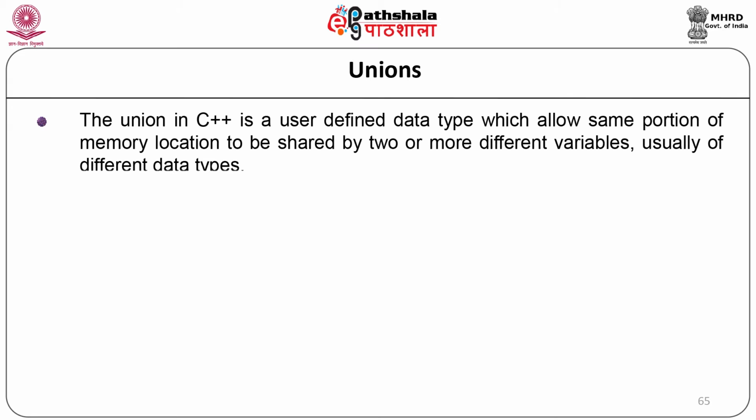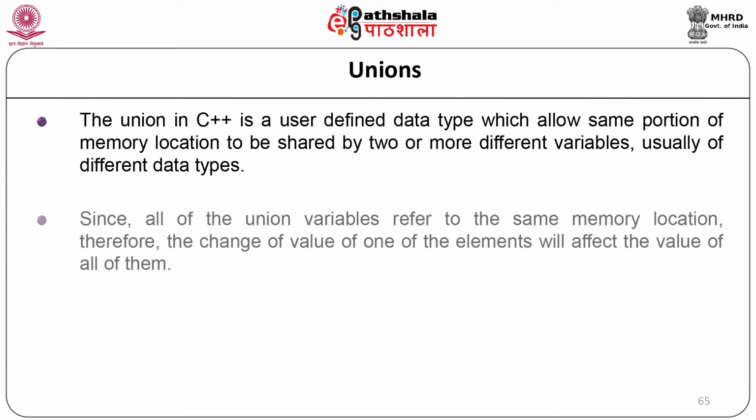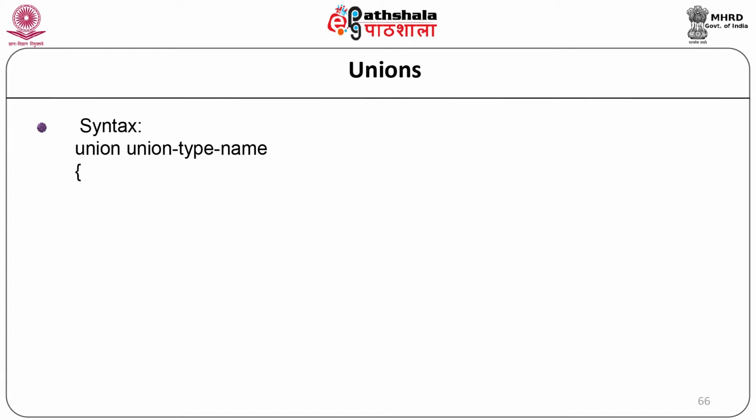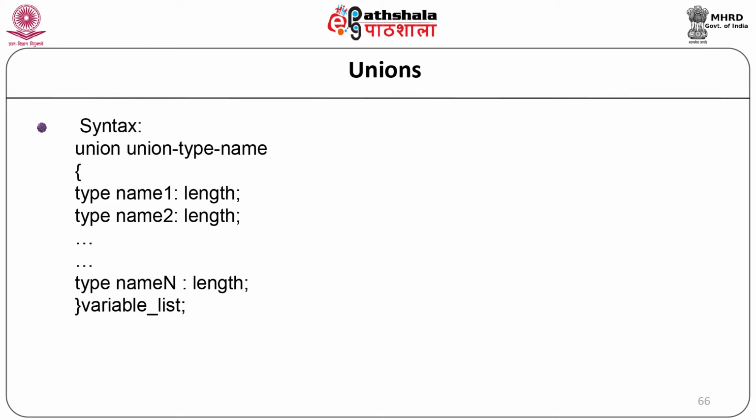The union in C++ is a user defined data type which allows some portion of the memory location to be shared by two or more different variables, usually of different data type. Since all of the union variables refer to the same memory location, the change of the value of one element will affect the value of all of them. Syntax: union, union data type, and inside that the data type and the variable name for the union, and union ends. Example: union employee, opening curly bracket, int num, float salary, closing curly bracket.